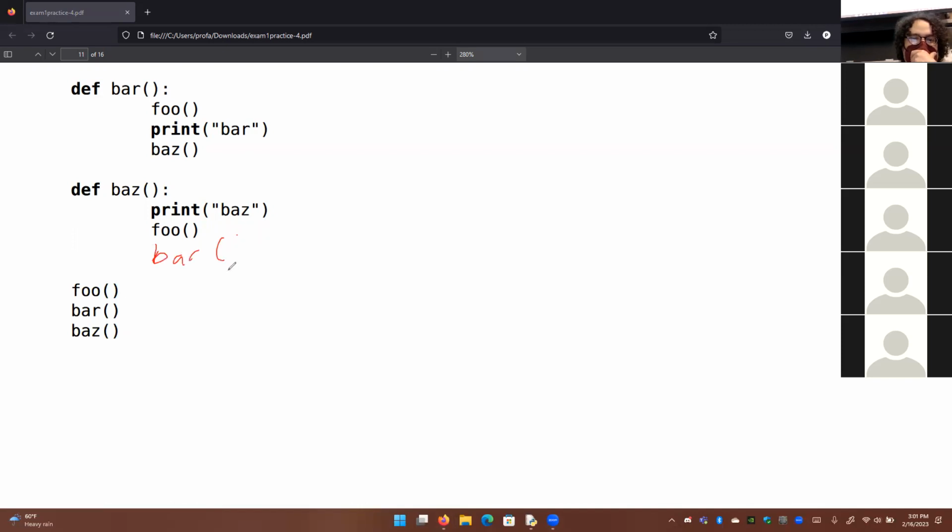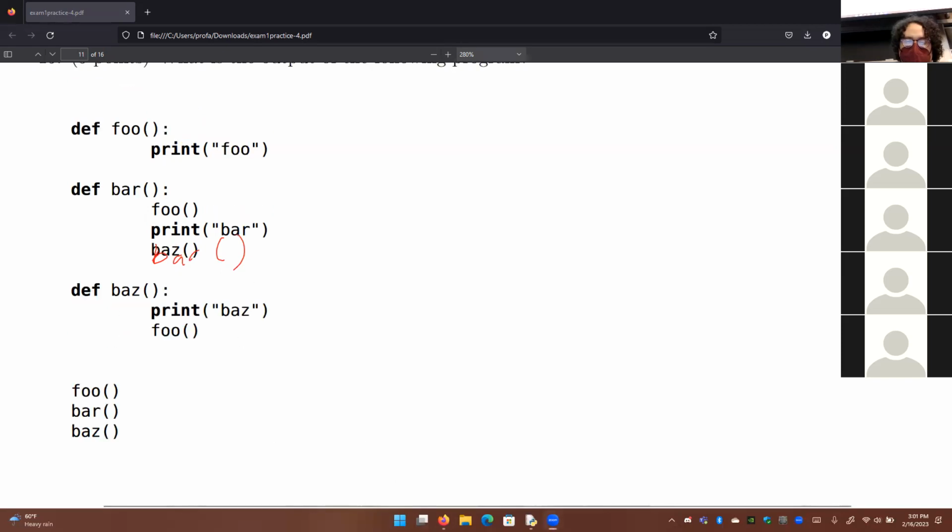Now, the second question, of course, is what if we change Baz to the following, which is that we add bar. So that was the other question. It's the same thing, except I change Baz to call bar. So what happens in this case? What happens with the output now? Anyone? Not a trick question.